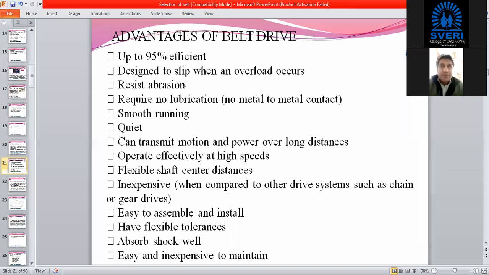Then, designed to slip when overload occurs. It is again going to become a disadvantage when we want to transmit power, or where there is a possibility that overloading may take place in the application. Then it is prone to abrasions, which means foreign particles are not recommended. No lubrication, no metal to metal contact, smooth running. Okay, these are the advantages only. Advantages list has increased.